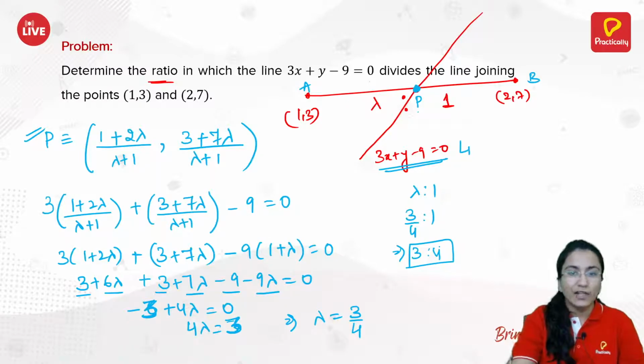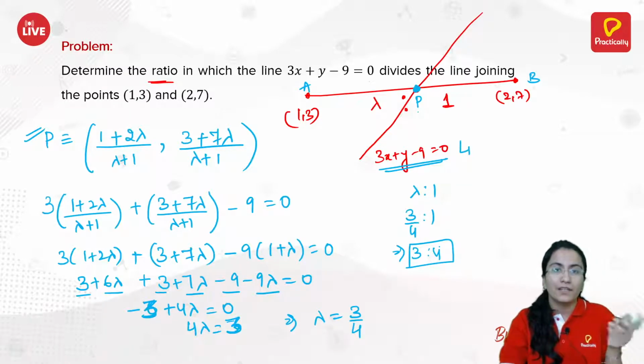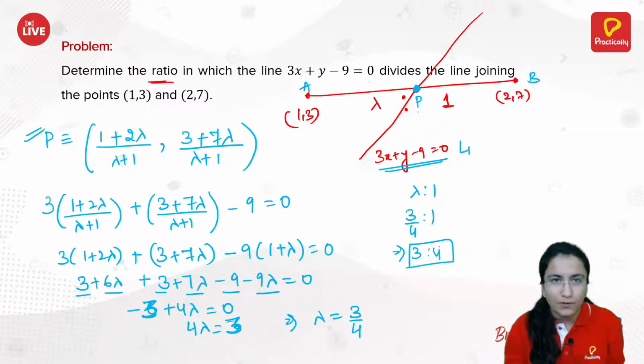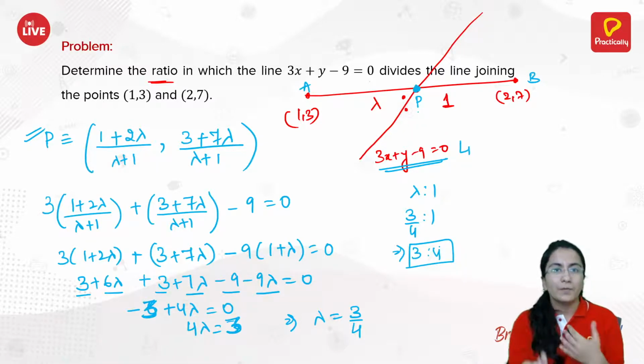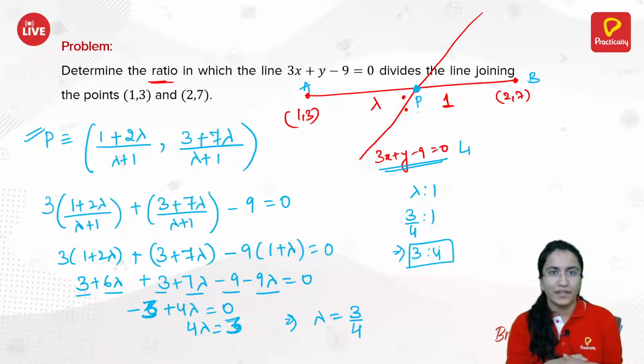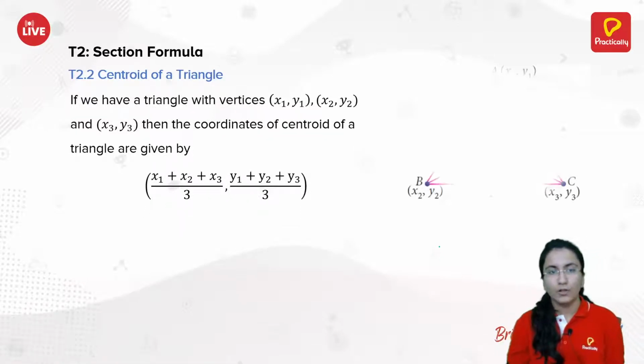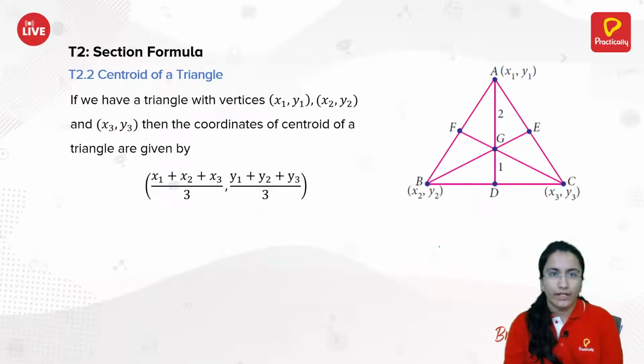Okay, it's easier to calculate because we have just one variable to be solved. If you suppose that to be m is to n, then you need to calculate two variables, which is quite a difficult task because it will increase the length of the solution and definitely require more time for you to solve in the examination. So just assume it to be lambda is to 1 so as to reduce the time of solving, right?